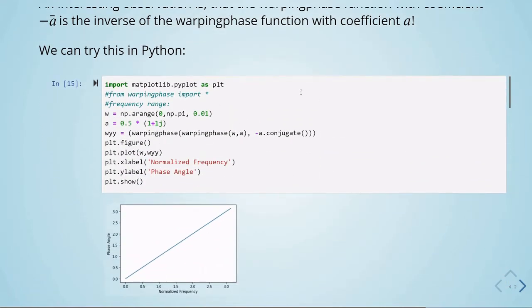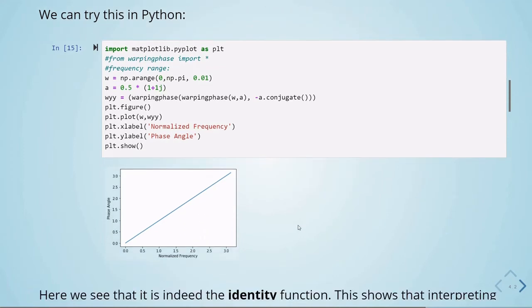Here we are importing matplotlib to plot. So here we define a range of frequencies from 0 to pi in steps of 0.01. So here A is equal to 0.5 times 1 plus j, and then we are calling our warping phase with omega and the minus A conjugate.